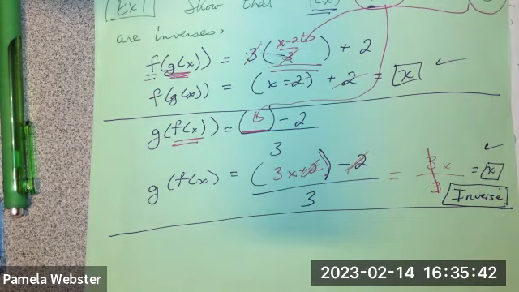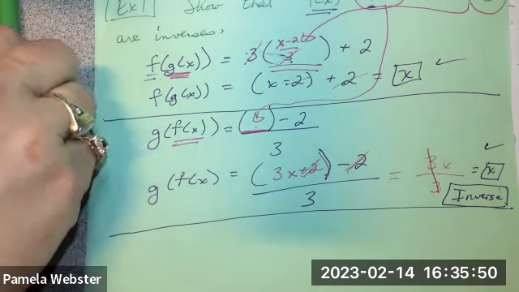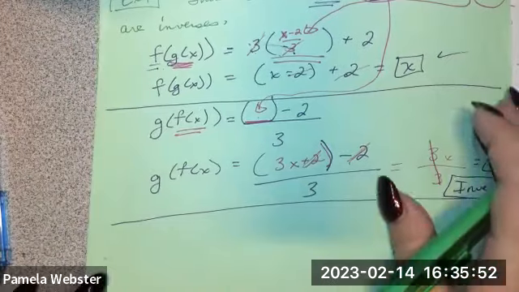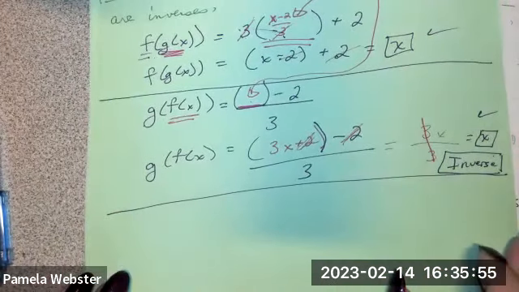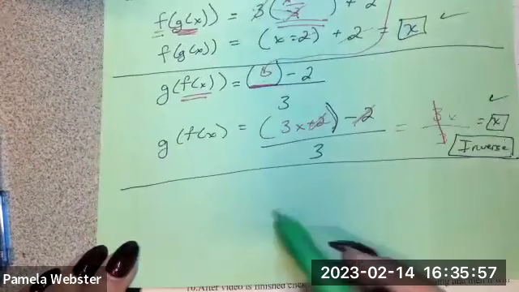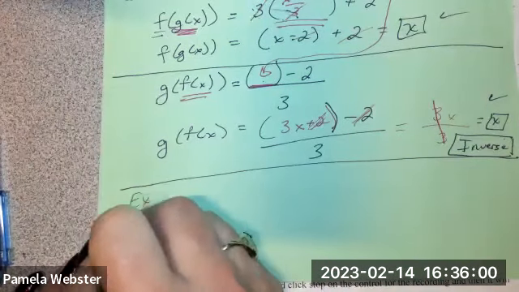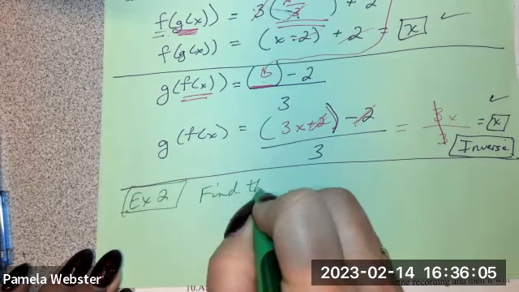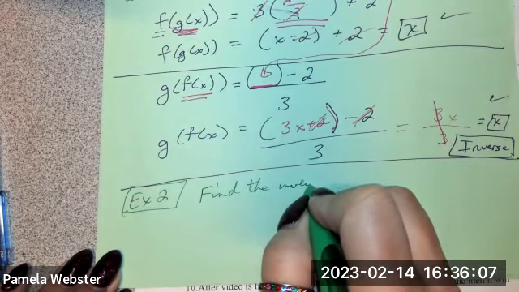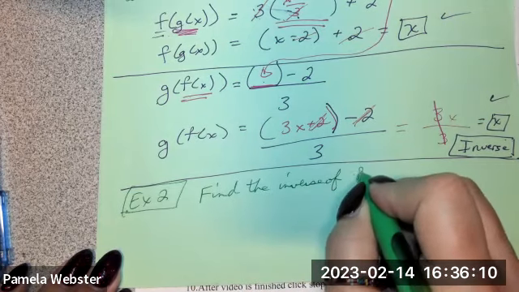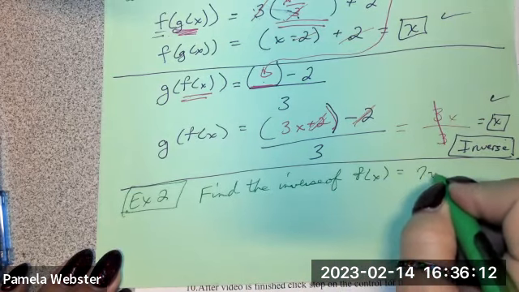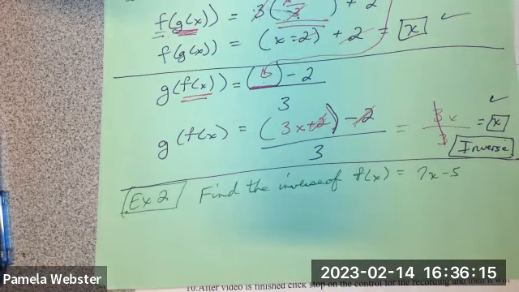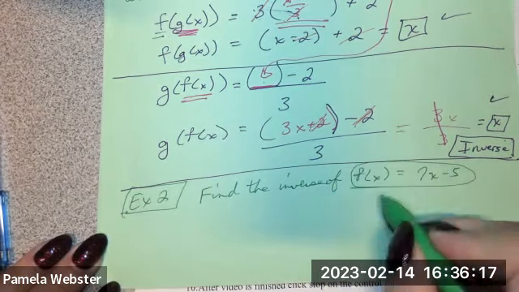Okay. So that's how you would check to see if things are inverses. And then, of course, the next step that they're going to throw at us is, well, okay, I gave you 2, see if they're inverses. We did that. Now let me give you 1, and you can find the inverse, okay? So example 2 says, find the inverse of f of x equals 7x minus 5, okay? This is my original guy, right?